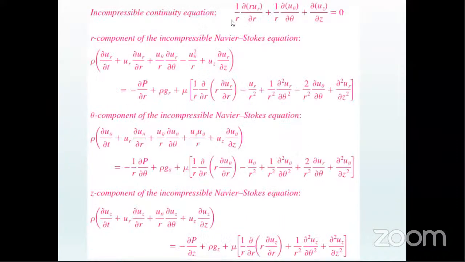In polar coordinates, what you are expecting is 1 over r times del by del r of r times u along the r direction, plus 1 over r times del by del theta of u theta. You can represent r, theta, z as the coordinates; these components represent the three directions. The same thing you can follow up.